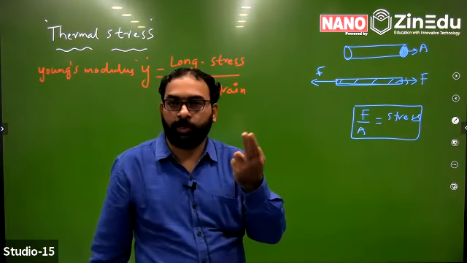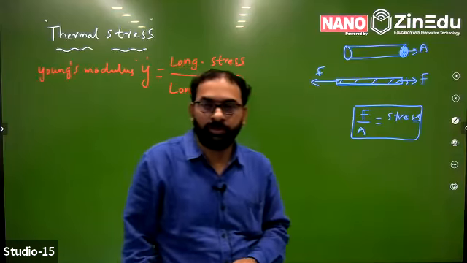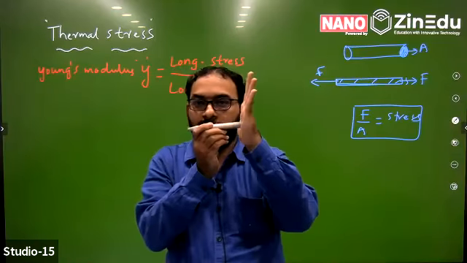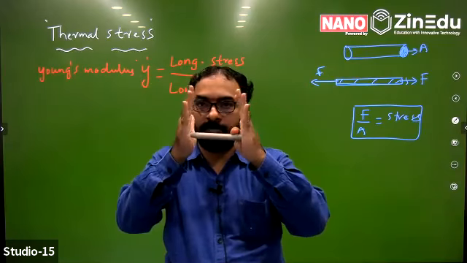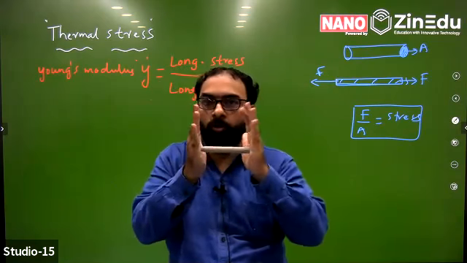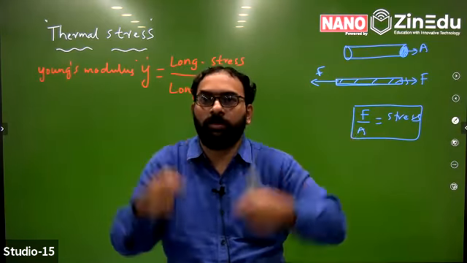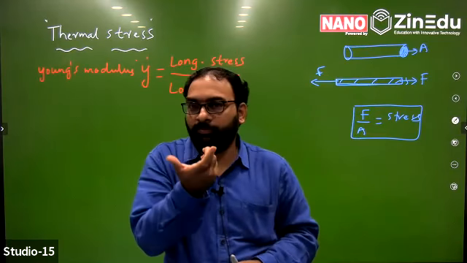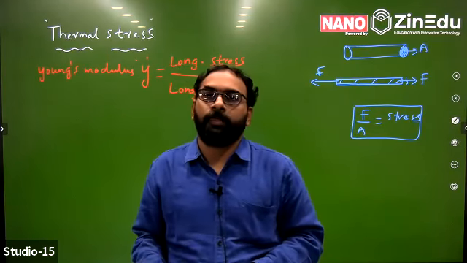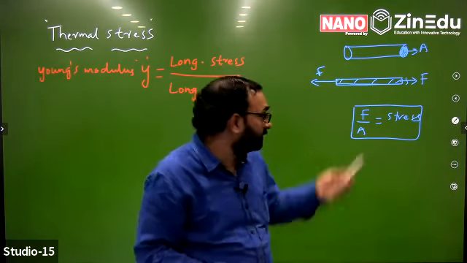Longitudinal stress is of two types. One is tensile stress and the other is compressive stress. Compressive stress means you take the rod and exert a force like this on both ends. What am I trying to do? I am trying to compress the rod. That kind of force on the two ends produces a compressive stress, and this is tensile.